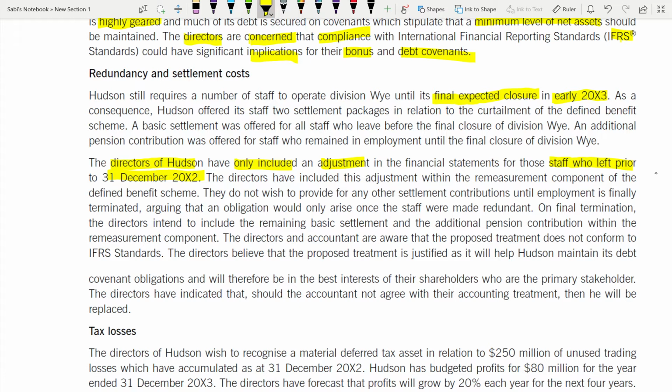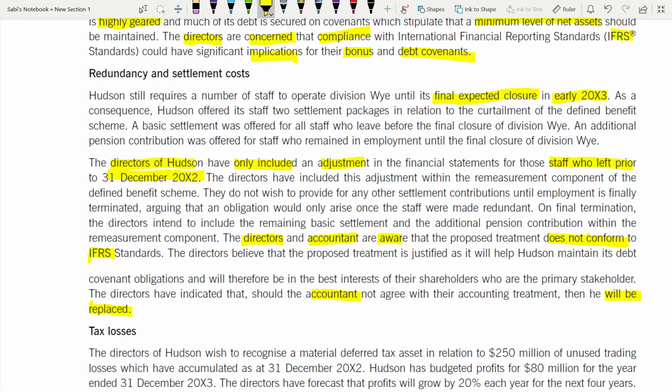So the directors and the accountant are aware that the proposed treatment does not conform to IFRS standards. So an ethical issue again, being aware they are doing this. The directors believe that the proposed treatment is justified, so they are justifying this treatment, even if it's not complying with IFRS, as it will help maintain their debt covenant obligations and will therefore be in the best interest of their shareholders, who are the primary stakeholder. The directors have indicated that should the accountant not agree with the accounting treatment, then he will be replaced. The accountant will be replaced.